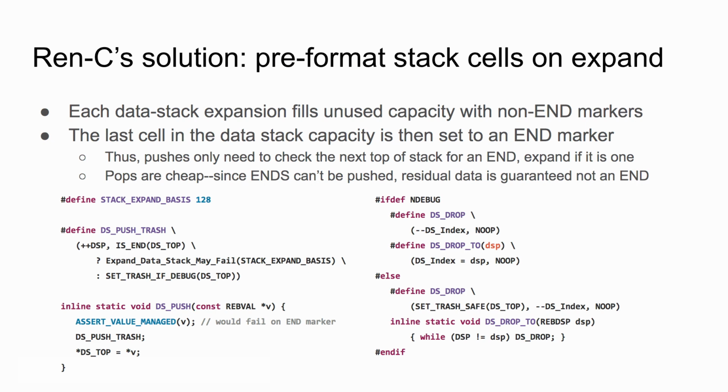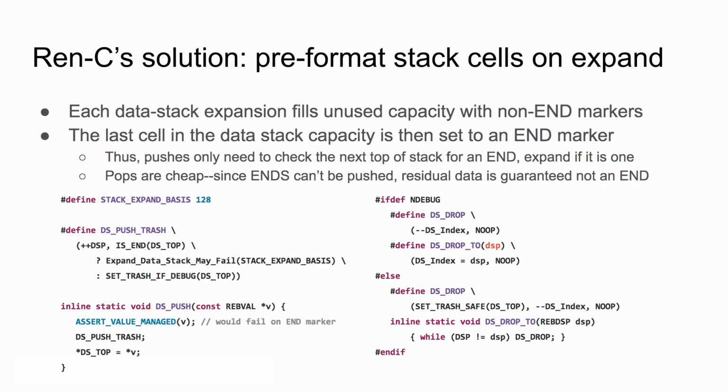In Ren-C, we do things differently. Each time the data stack gets expanded, it fills the unused capacity of the stack memory with things that are not end markers. Then it sets the last cell in the data stack to an end marker, which means that all a push has to do is check the next top of stack for an end. If the cell it's about to push into is an end, then it knows it needs to do a stack expansion.